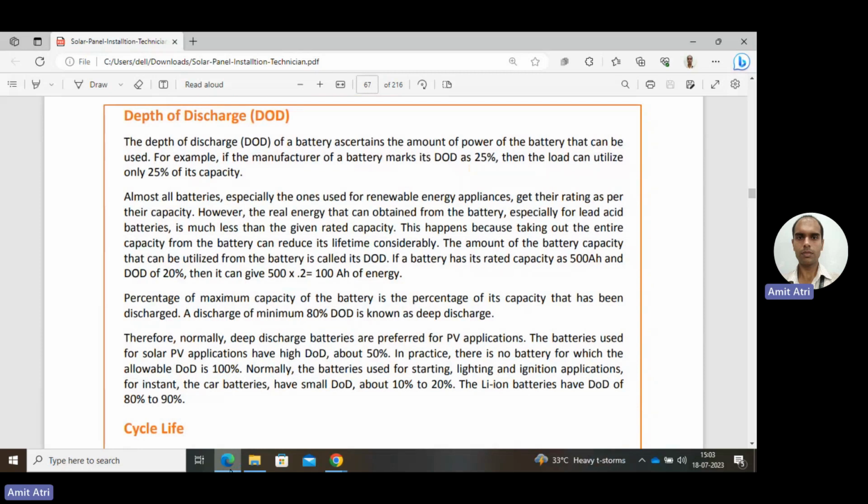The depth of discharge is the percentage of the maximum capacity of the battery that has been discharged. A discharge of minimum 80% is known as deep discharge. Normally deep discharge batteries are preferred for photovoltaic applications. So about 50%. A full 100% depth of discharge is not available. We have about 50% like that, or in the case of lithium ion batteries, the depth of discharge is 80 to 90%.